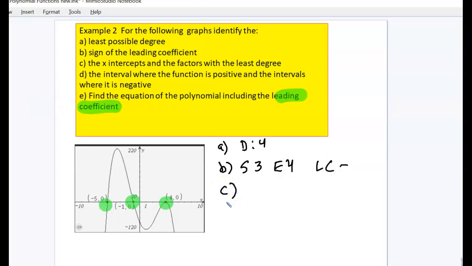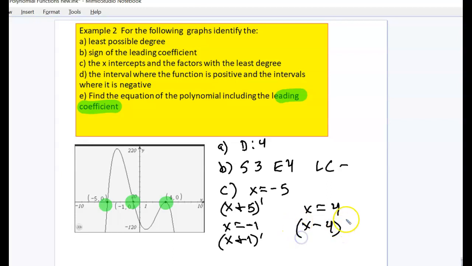For C, the x-intercepts, the factors, and the least degree. Well, negative 5 is the intercept, x plus 5 is the factor with a degree 1. X equals negative 1 is the zero. X plus 1 is the factor, degree 1. X equals 4 is the zero. X minus 4 is the factor, and degree 2 because it's a parabola.